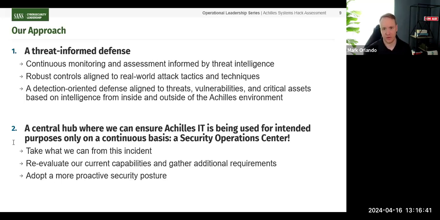Now, one of the ways that we're going to do that is we're going to set up a central hub where we can do these kinds of recurring investigative detection response activities on a continuous basis. Meaning, we're going to build a SOC, a security operations center. So step one is we take what we can from this incident, use it as a blueprint, as a learning opportunity. We reevaluate, re-baseline what we already have in place, and we move things forward along this maturity curve to adopt a more effective, more measurable, more proactive security posture. Sound good?